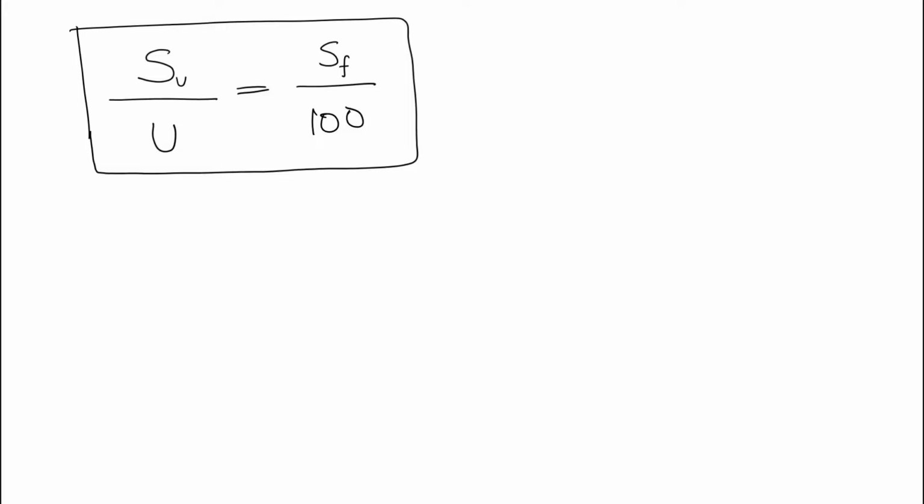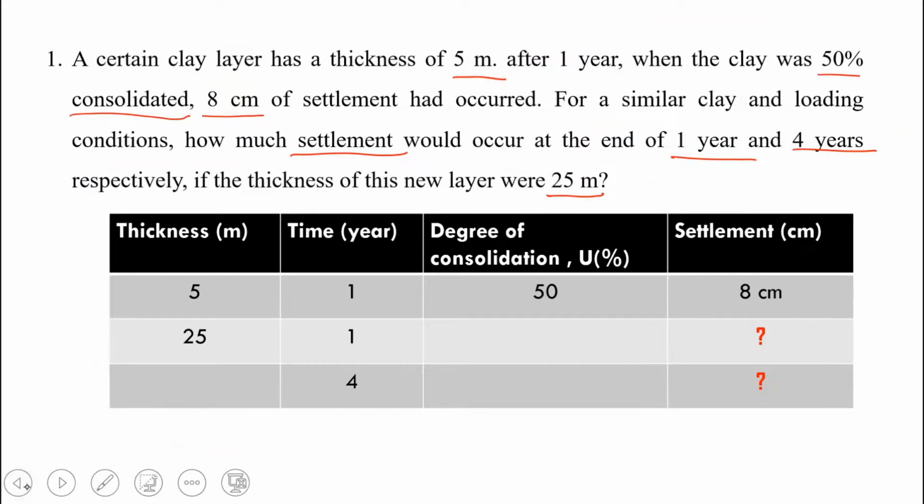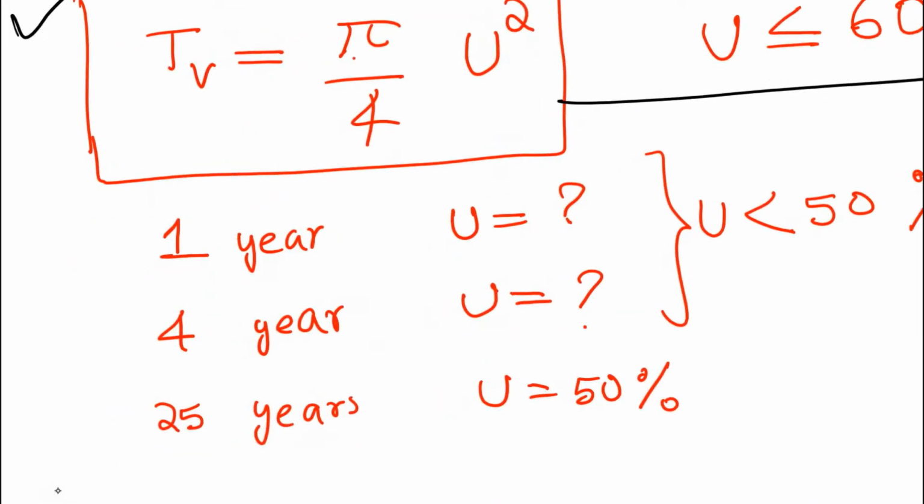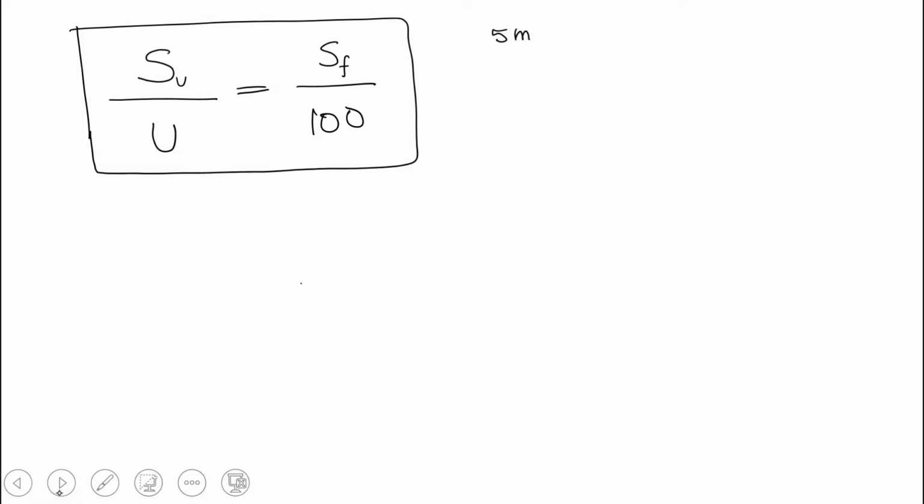For that, we have to go back to this 5 meter thick clay layer. In the question, it was said that for the 5 meter thick clay layer, at 50% consolidation, 8 centimeter settlement is obtained. Because no settlement value for 25 meter thickness is available, we have to start again from the 5 meter thick layer and find the settlement value corresponding to the 25 meter thick clay layer.